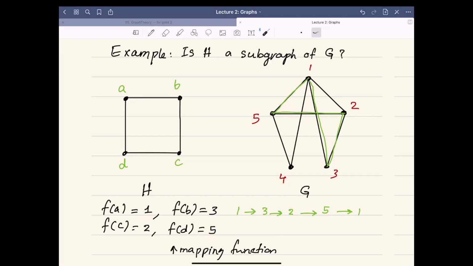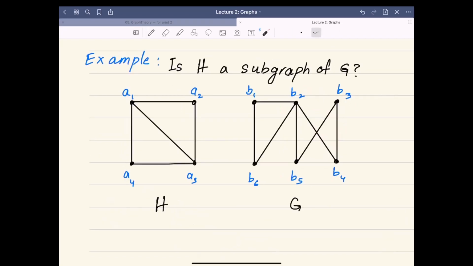Let's go for one more example. In this question, it is asking if H is a subgraph of G. Of course, it's not possible that G is a subgraph of H. Why? Because the number of vertices of G is larger than the number of vertices of H. So here you have two options. Either you try to find the mapping function to prove that H is a subgraph of G, or try to find what is called an invariant. Maybe one invariant is enough.